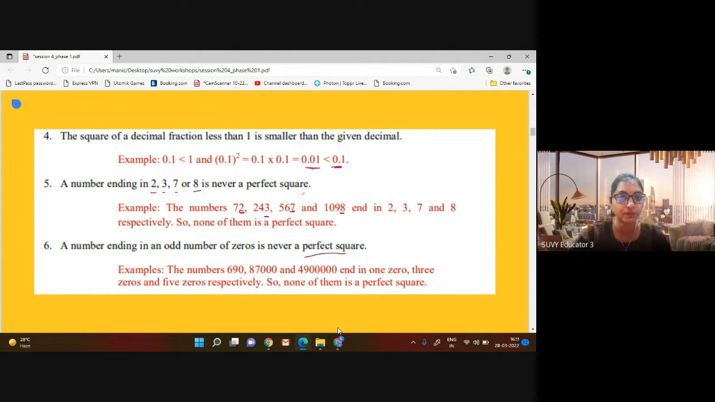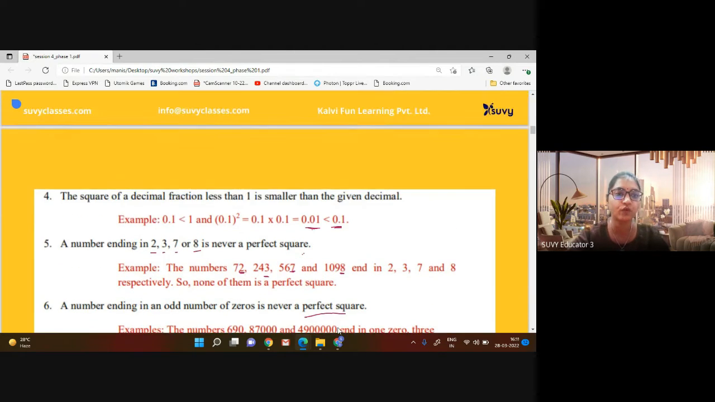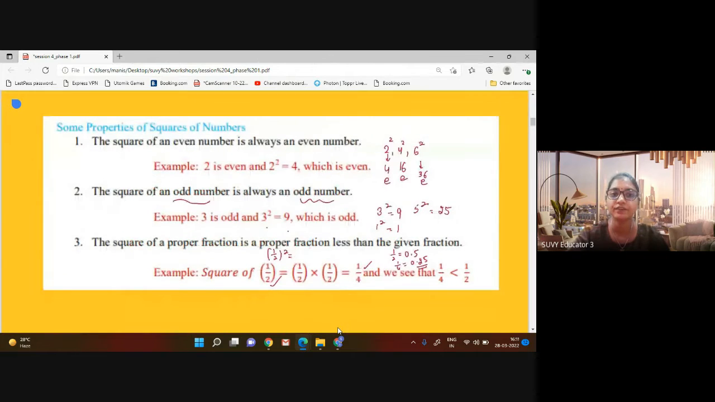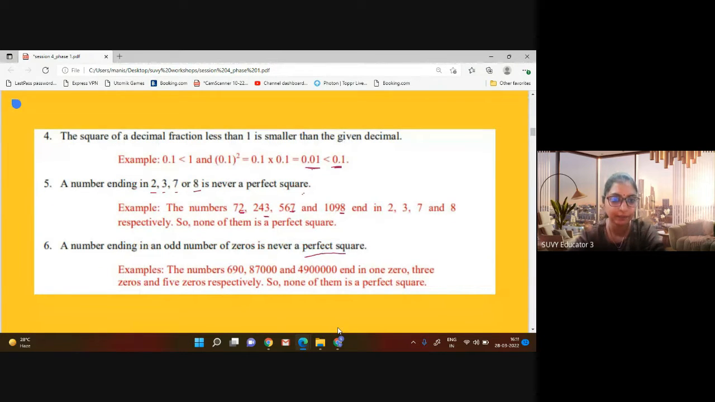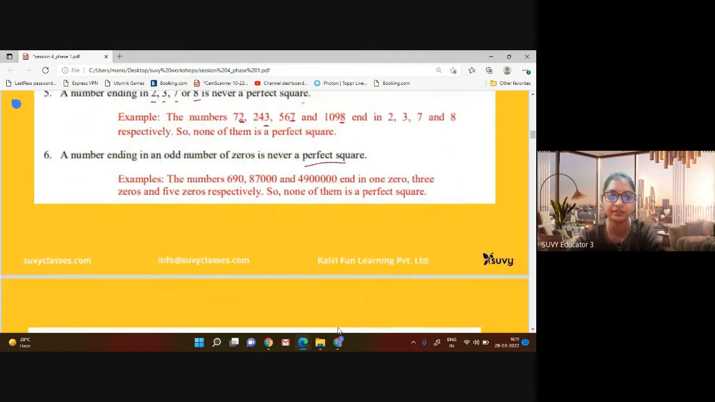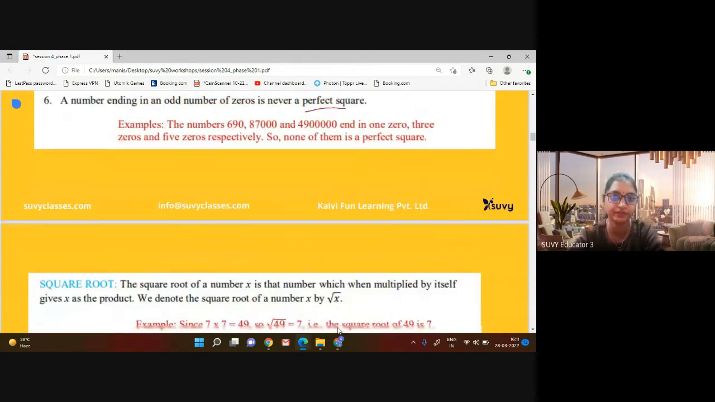So what are the 6 properties of squares? Just have a look. Very first property, the square of an even number will always be an even number. The square of an odd number is always an odd number. The square of a proper fraction is a proper fraction less than the given fraction. The square of a decimal fraction less than 1 is smaller than the given fraction. A number ending with 2, 3, 7 is never a perfect square. A number ending in odd zeros is never a perfect square.